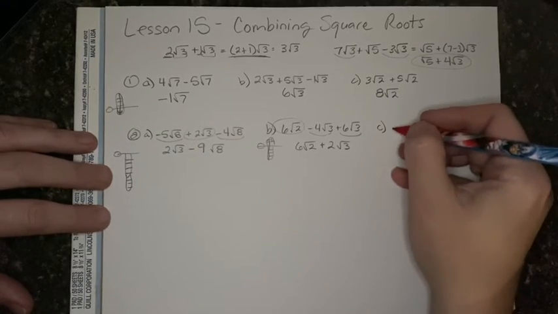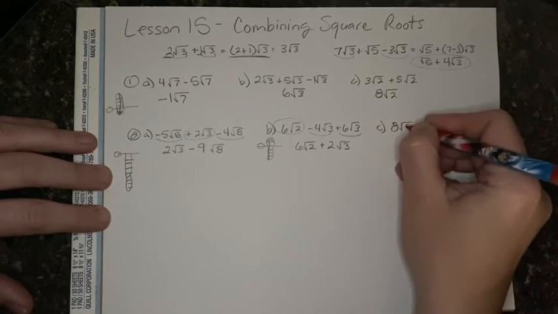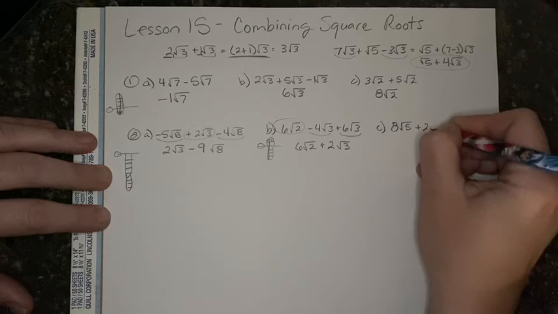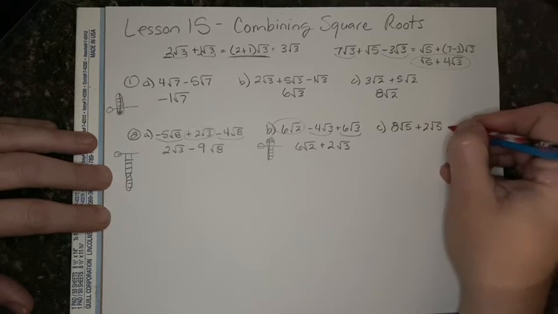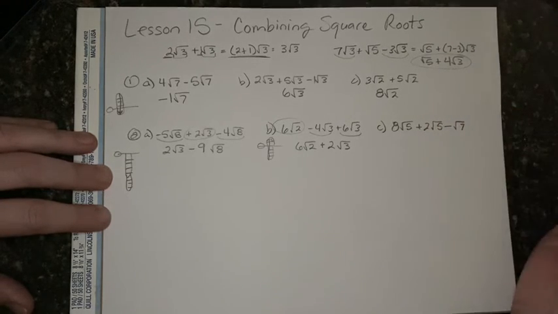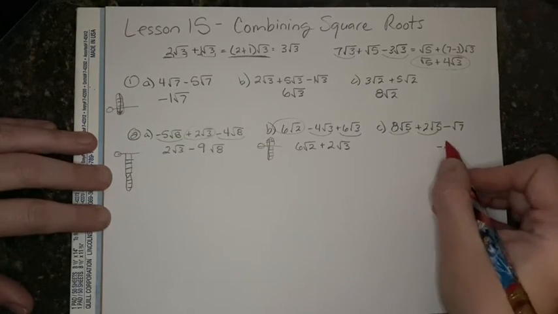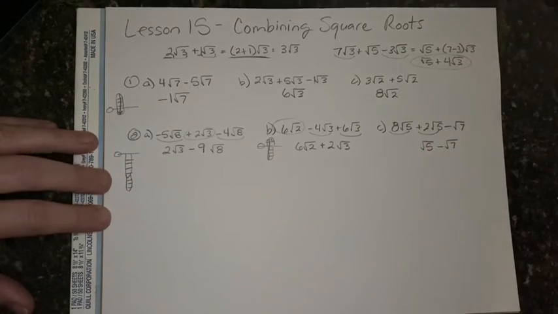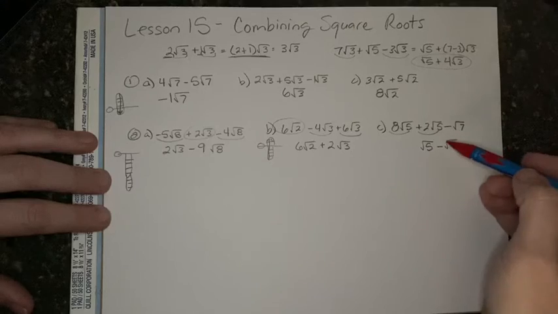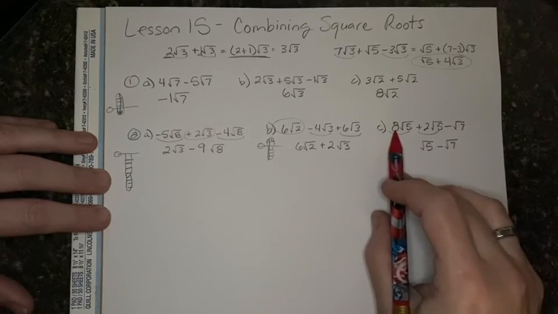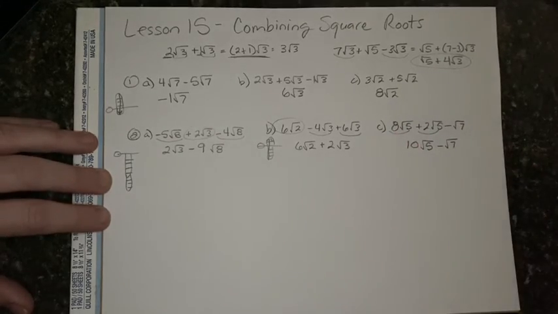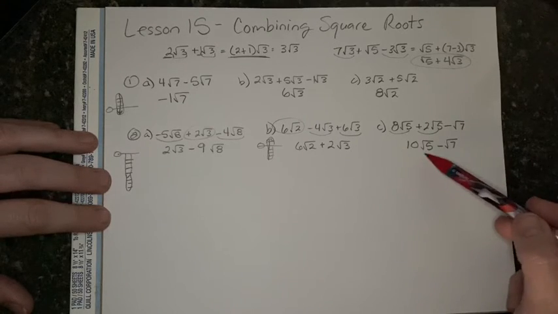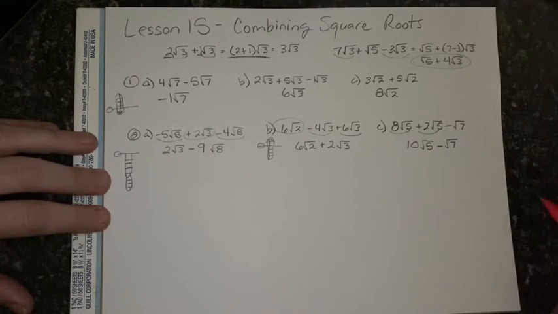Part C. 8 times the square root of 5 plus 2 times the square root of 5 minus the square root of 7. These two are like numbers. They can be combined. We are going to have a negative square root of 7 left over. We are going to have some number with our square root of 5. 8 plus 2 is 10. Our answer is 10 times the square root of 5 minus the square root of 7.